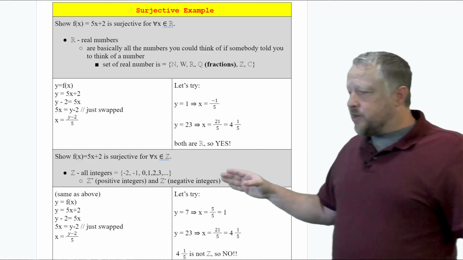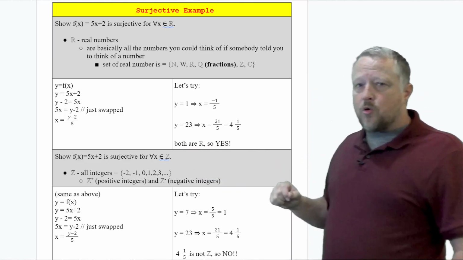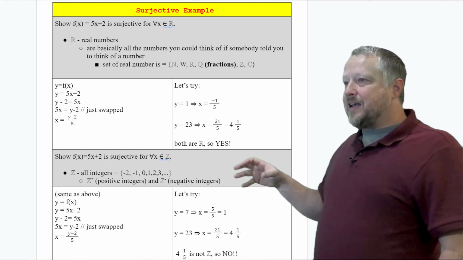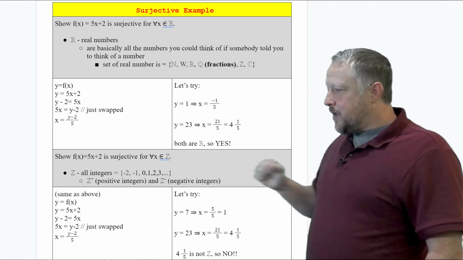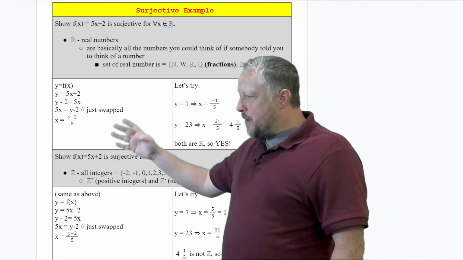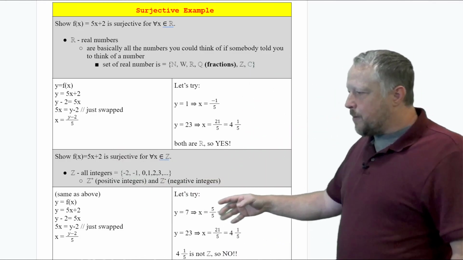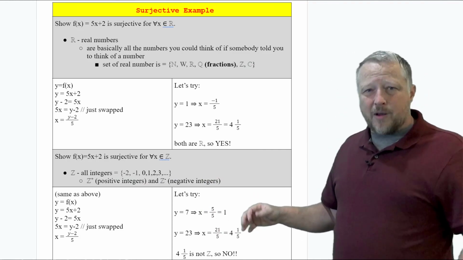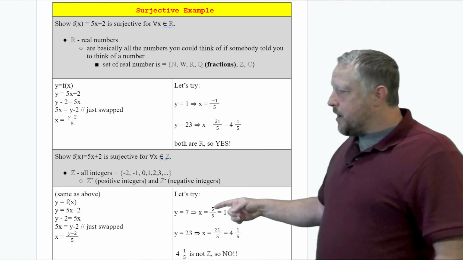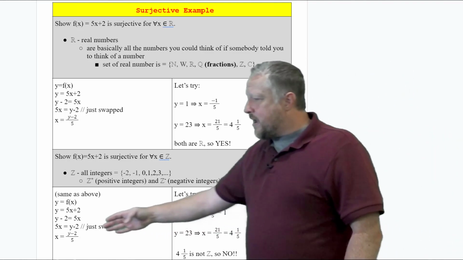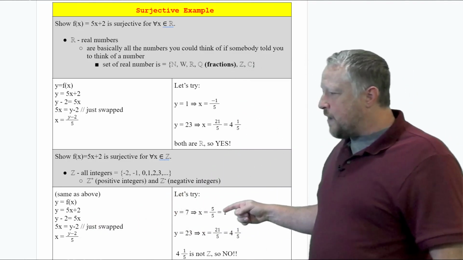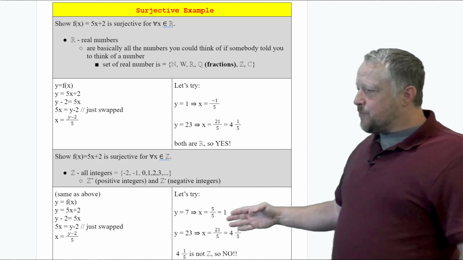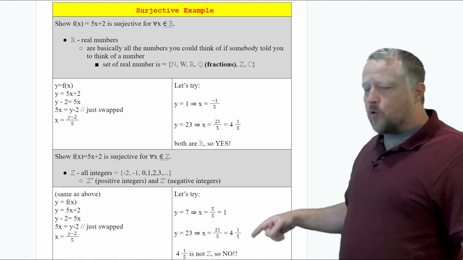But I'm going to try to do the exact same thing when our elements in x are going to be all integers. Same as above, the exact same thing is set up, but this time I'm going to try 7 and 23. Honestly, I'm surprised I didn't try a negative number just for the giggles of it. When we have 7, 7 minus 2 is 5, so 5 over 5 is equal to 1. So yeah, that worked out. But I'm going to use that same 23, and we end up with 4 and 1/5 again.